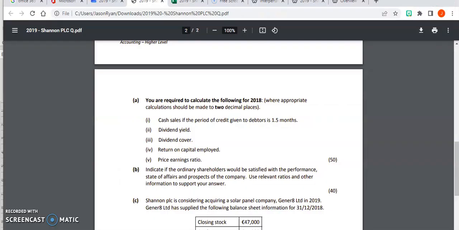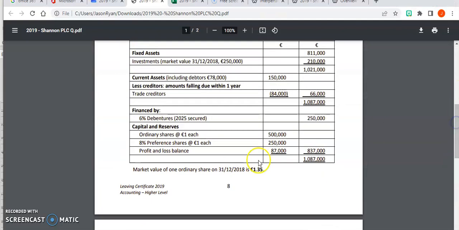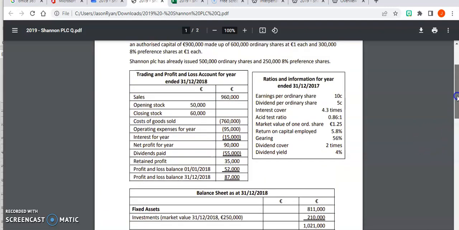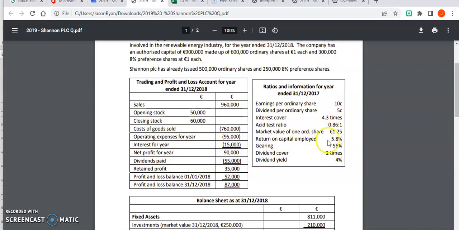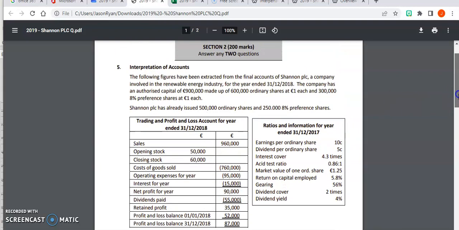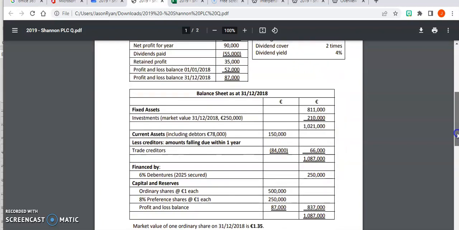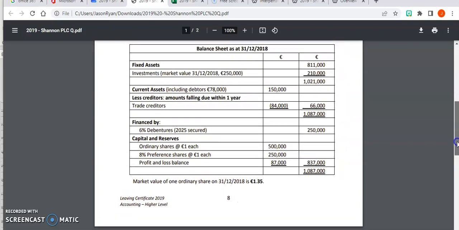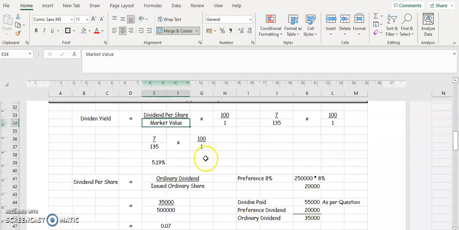So we know in this question that if you look back up, it'll give us the market value. So the market value for 2018. Now be careful with this, because sometimes they'll give you the market value up here, which is 2017, but we are doing the accounts for 2018. So this is the figure that we need for €1.35. That's the market value per share.